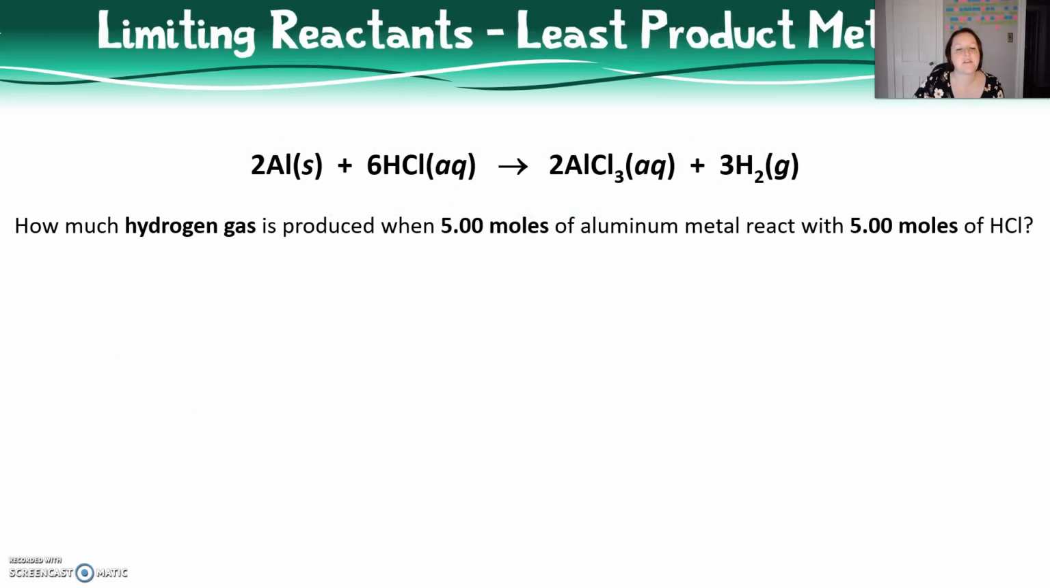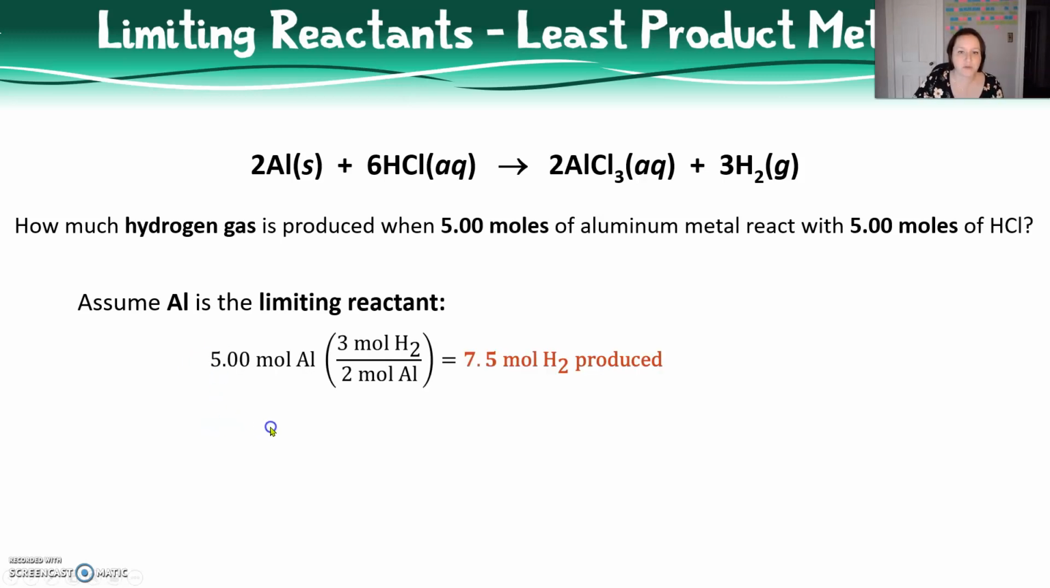With the least product method, we'll start by assuming one of the reactants is the limiting reactant. Let's say aluminum, and calculate how much hydrogen would be formed if all 5 moles of the aluminum reacts to form products. We then use stoichiometry and the mole ratio to determine that 7.5 moles of hydrogen will be produced if all 5 moles of the aluminum reacts. In this method, the first calculation is not enough to make any conclusions about the limiting reactant. We must do the same calculation with the other reactant and then compare the results in order to determine the limiting reactant.